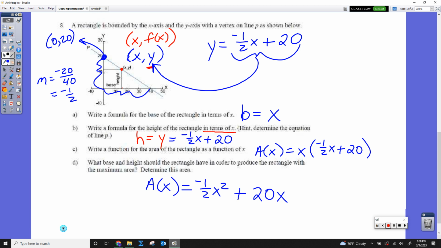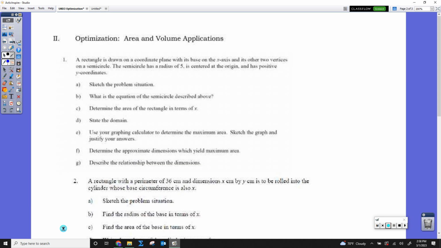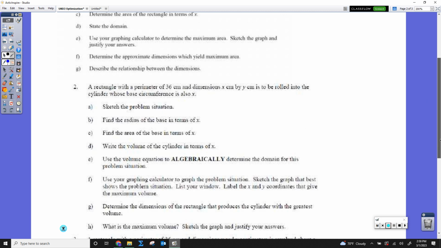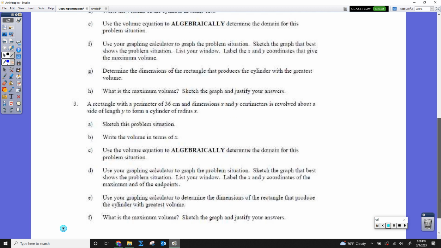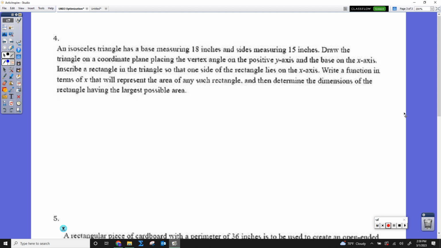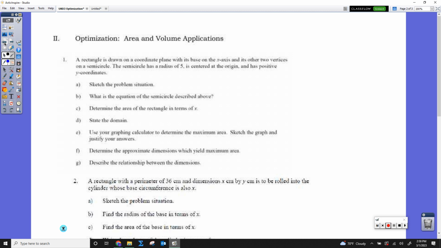As far as homework, if we did number 6 together, finish out number 7, finish out number 8, and then go to the next page. You should see area and volume applications, and there are 5 problems. You can see we have rectangles on a coordinate plane for number 1. Number 2 is right here, another rectangle with some different dimensions and volume. Number 3, and then on the back are number 4 and number 5. So there are those 5 problems. That's actually the homework assignment. It's just getting those completed.